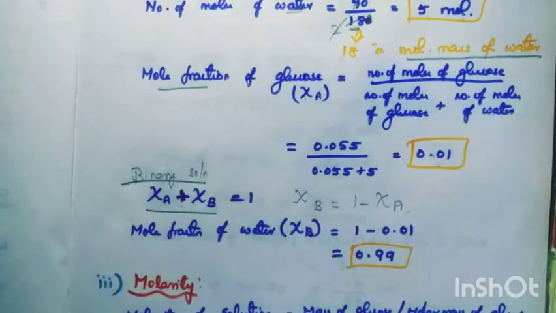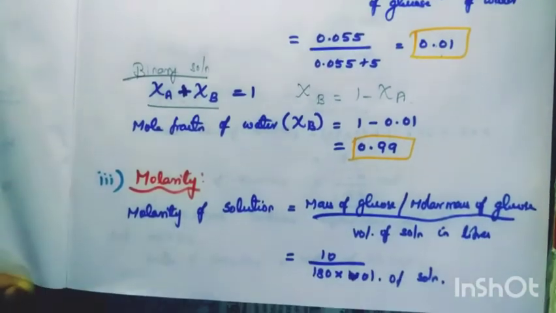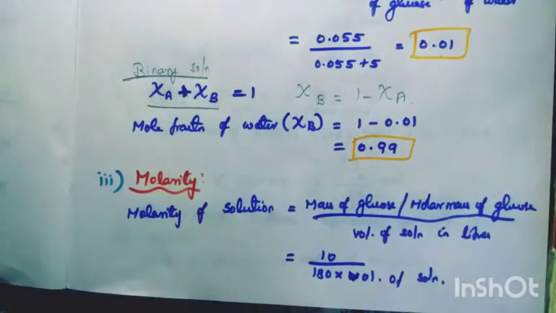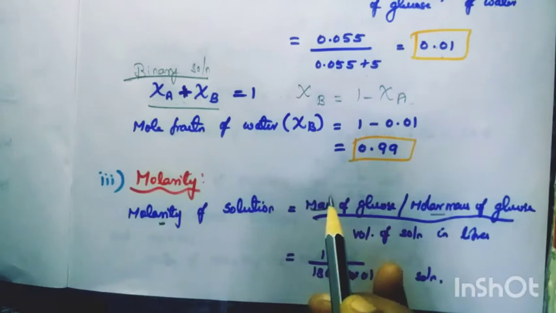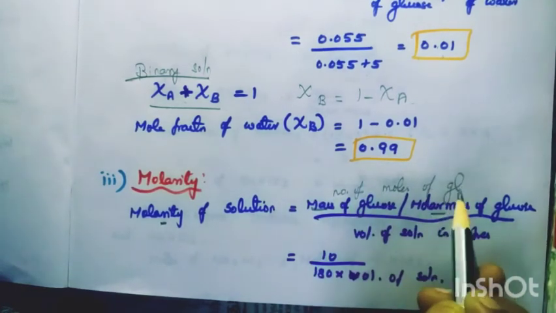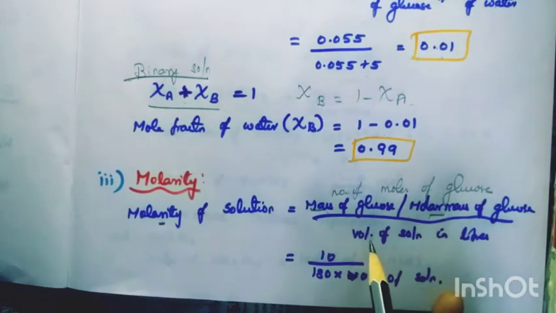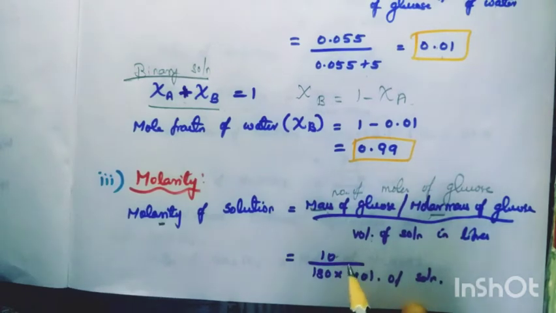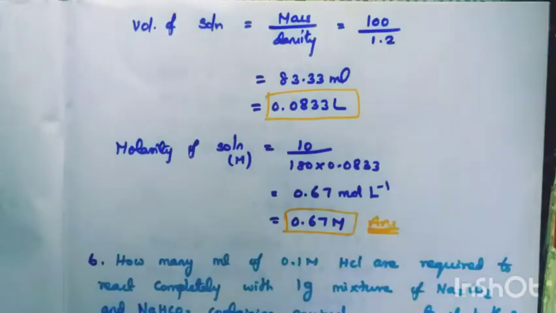So we already finished the molality. Now we finished the mole fraction. Next we are going to see the molarity. Molarity is nothing but number of moles, mass by molecular mass. We can write this as the number of moles of glucose. Number of moles is nothing but mass by molar mass, by volume. That is mass 10, molar mass 180, volume we have to find. Volume of the solution.